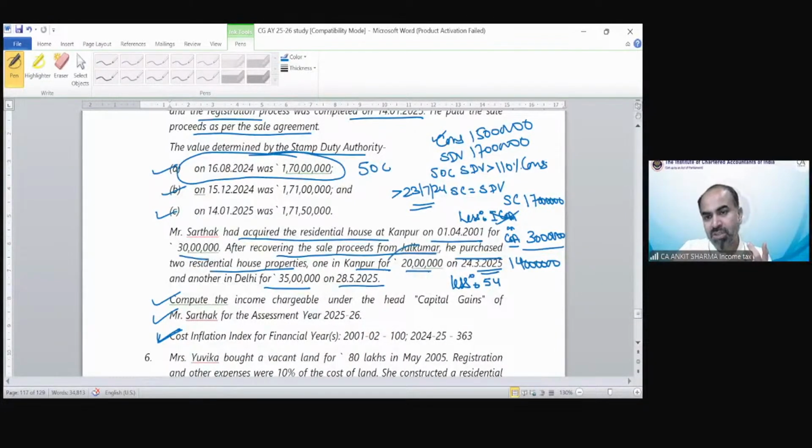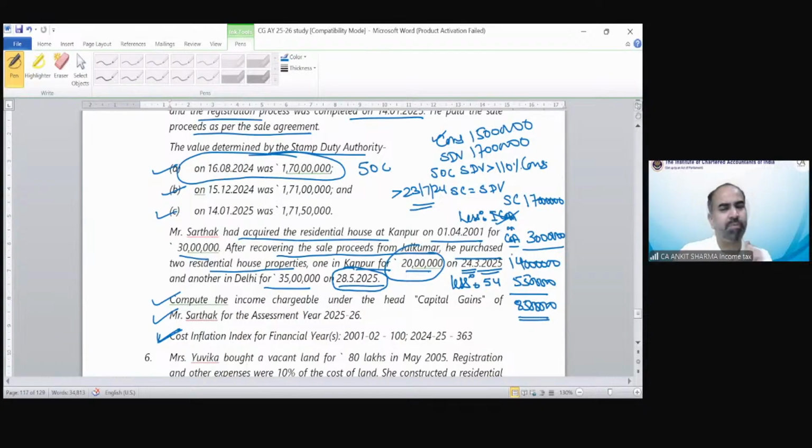So one has been purchased for 20 lakh rupees on 24th March 2025 and one has been purchased on 28th May 2025. That means before the due date of ROI, that is 31st of July 2025 at least. Because the investment has been made before that, we can claim the exemption for both houses. So after that, my long-term capital gain would be 85 lakh rupees.